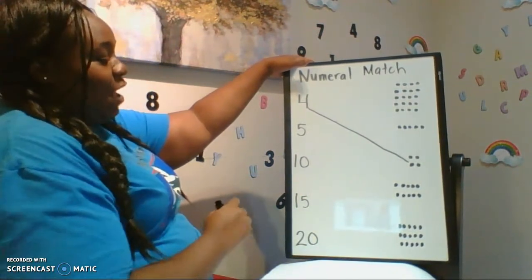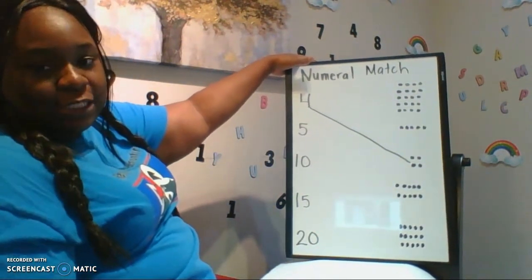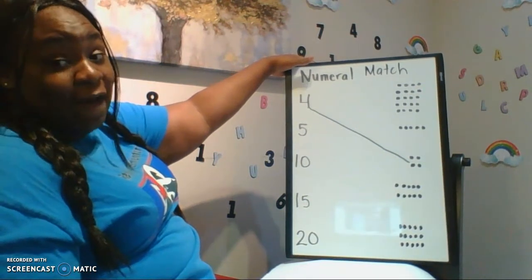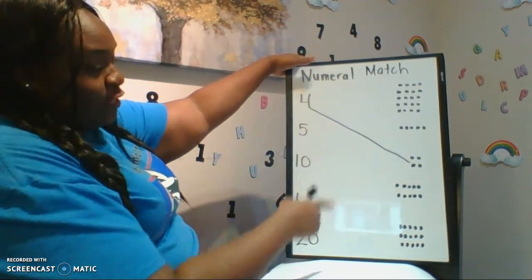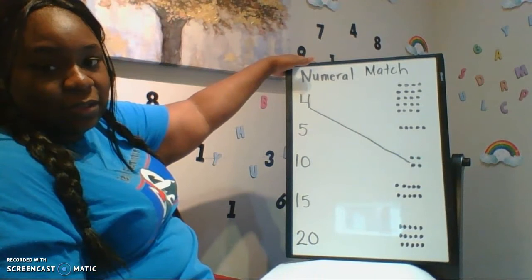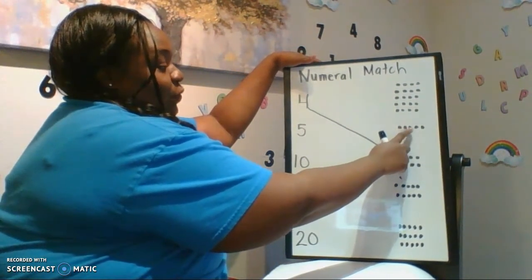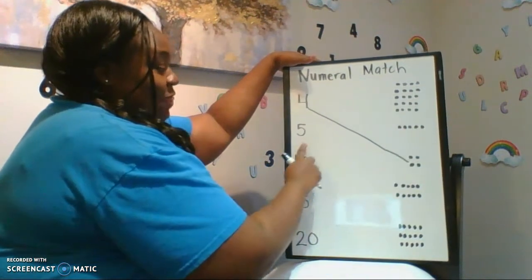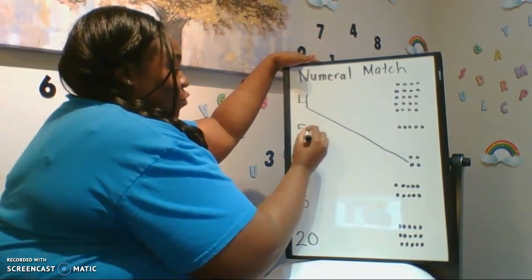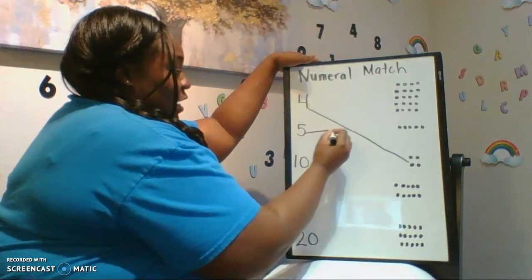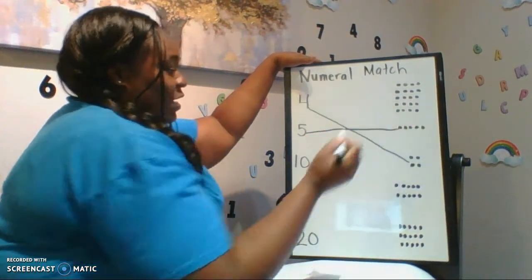Okay? Now, is 5 a big number or a small number? 5 is a small number too. Which other set has a small amount? This one right here. Let's count. 1, 2, 3, 4, 5. Is that the match? Yes, so I'm going to draw a line from here to here.